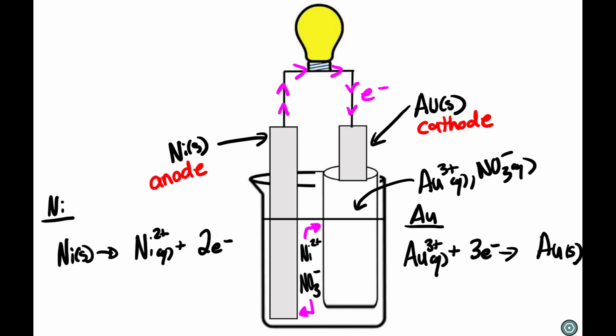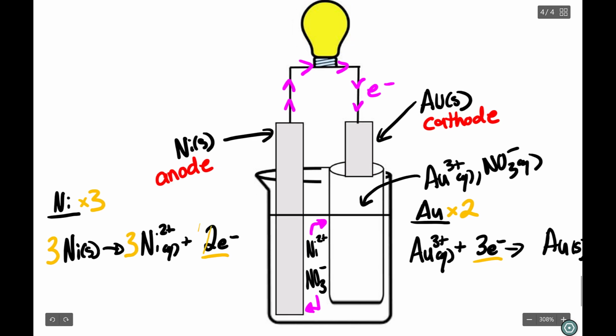Now, in order to balance out the electrons, I need to find the lowest common multiple between 2 and 3, which of course is 6. So I have to multiply this by 3, and I have to multiply this by 2 in order to get 6 electrons on each half reaction. So this would be 3, 3, 6. Gold is 2, 6, 2. So there are our half reactions on both sides.